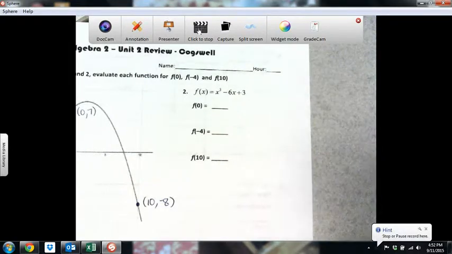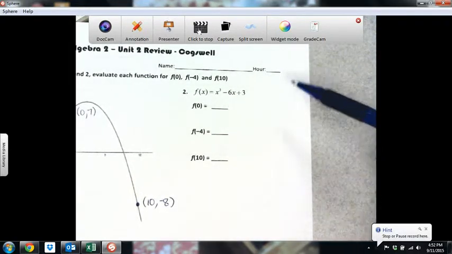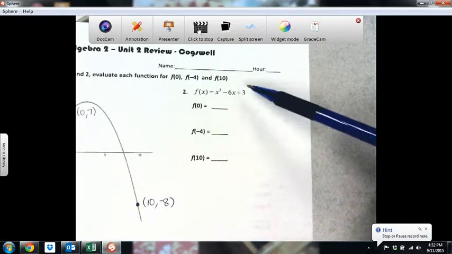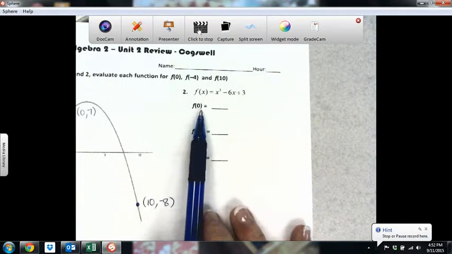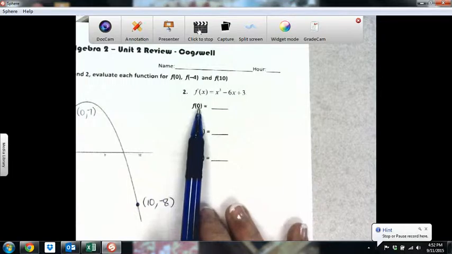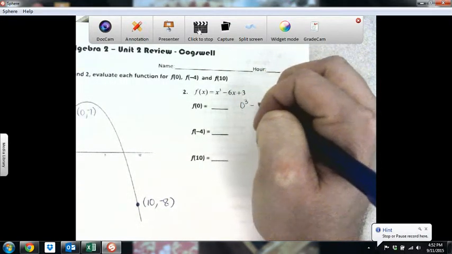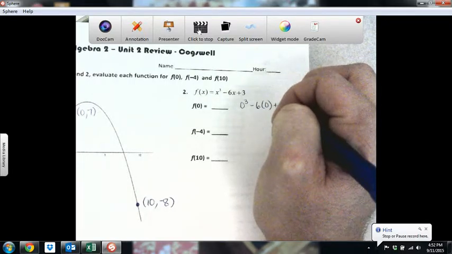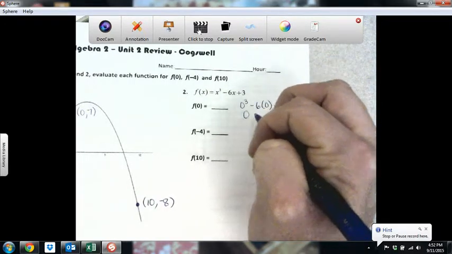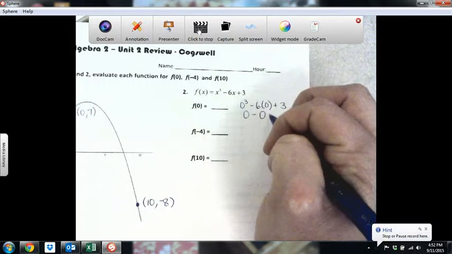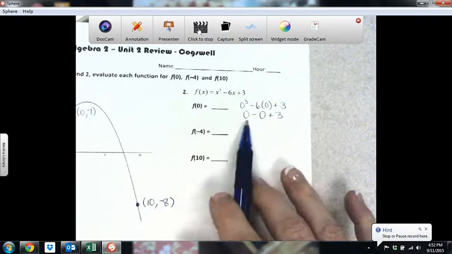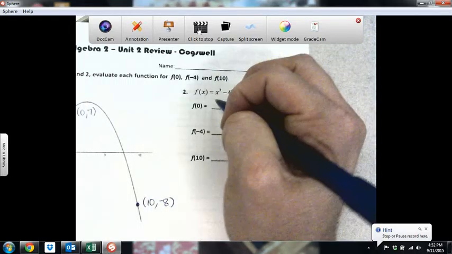Question number 2 is asking us to evaluate using an equation. What this is essentially asking me to do is everywhere I see x, I'm going to plug in 0. So for this first one, I'm going to write 0 to the third power minus 6 times 0 plus 3. Well, 0 to the third power is 0. 6 times 0 is 0 plus 3. Well, 0 minus 0 plus 3 is 3.